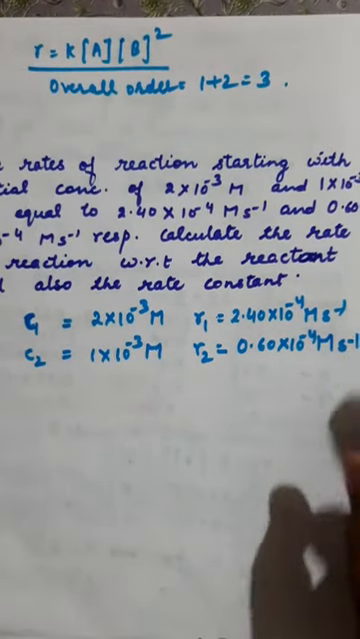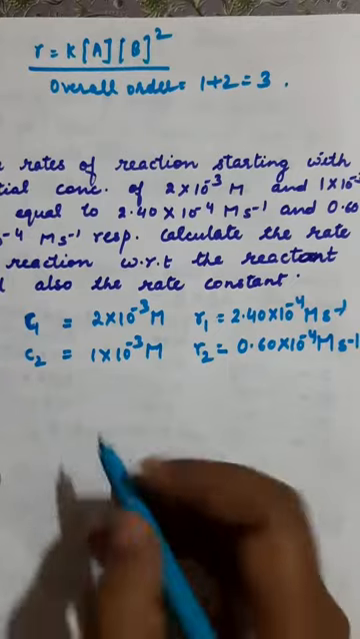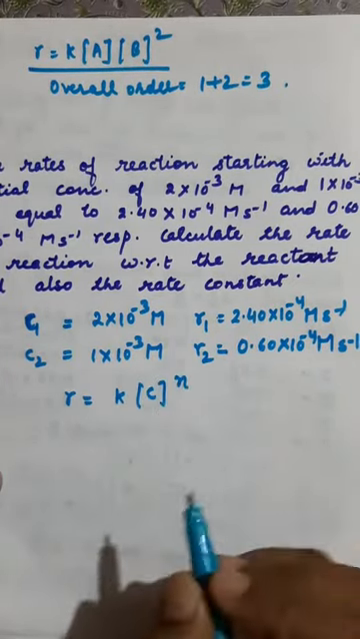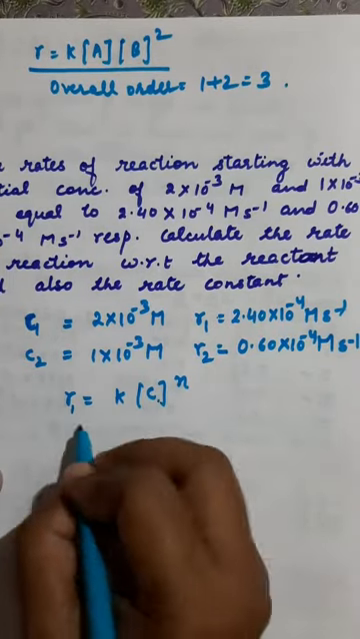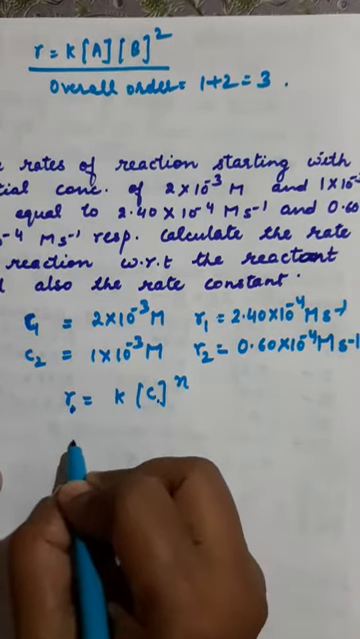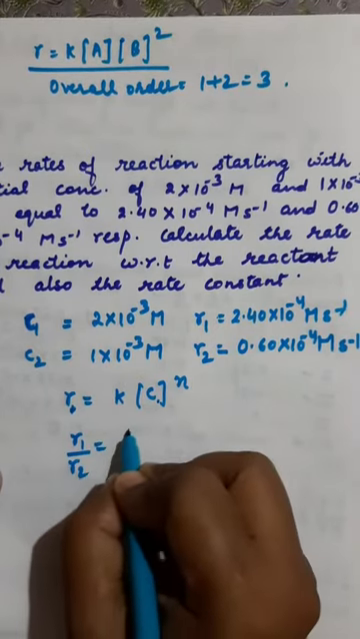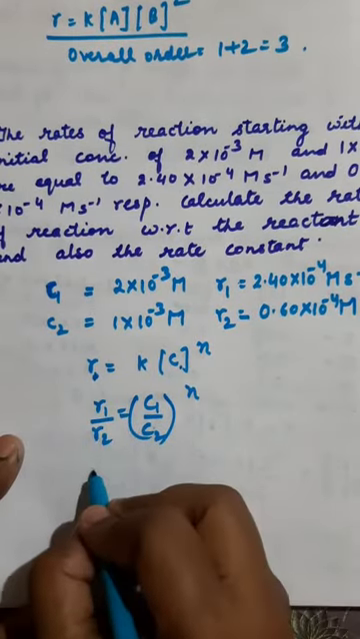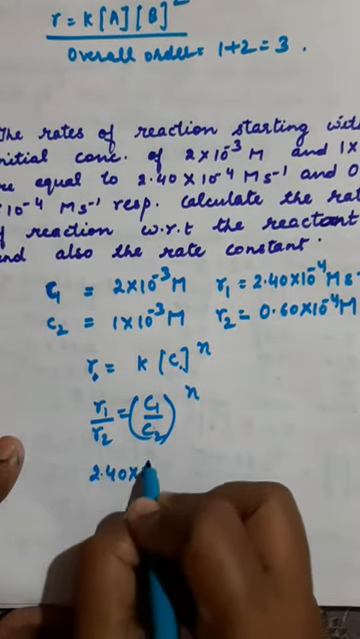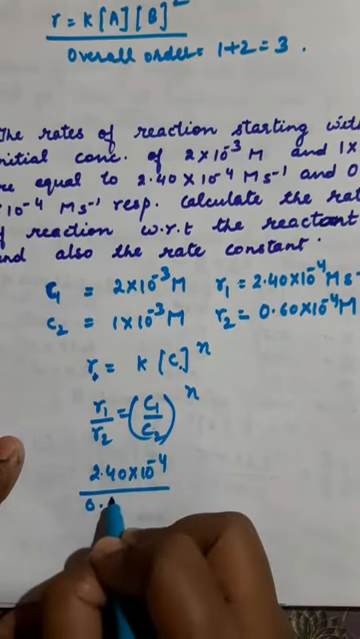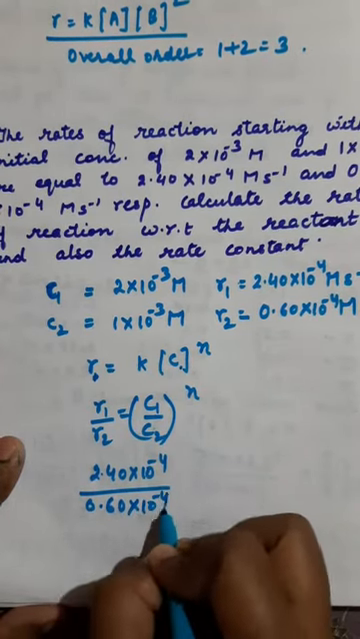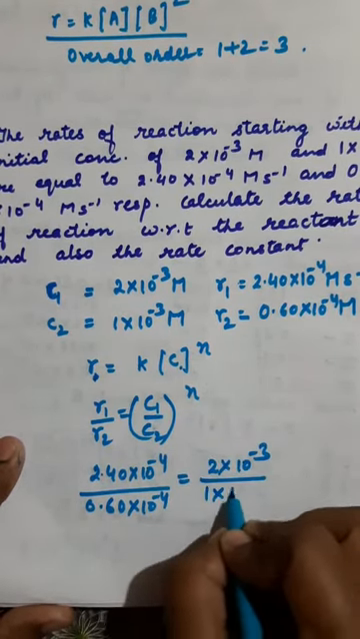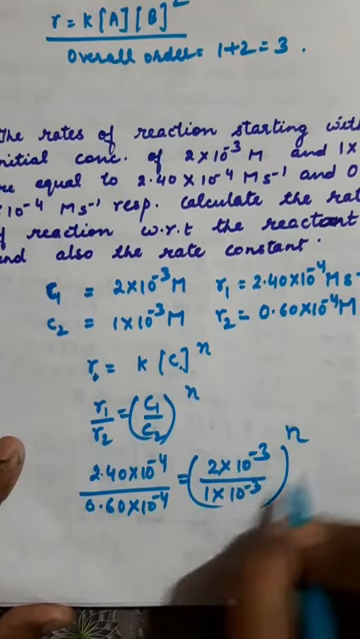Now this data is given, initial concentrations are given, rate is given. Now we can write rate is equal to K into concentration to the power n. Clear? Now two different values are given, we will compare them. So R1 upon R2 is equal to C1 upon C2 to the power n. We can write like this. R1 is given 2.40 into 10 power minus 4. R2 is given 0.60 into 10 power minus 4. C1 is given 2 into 10 power minus 3. C2 is given 1 into 10 power minus 3, to the power n.